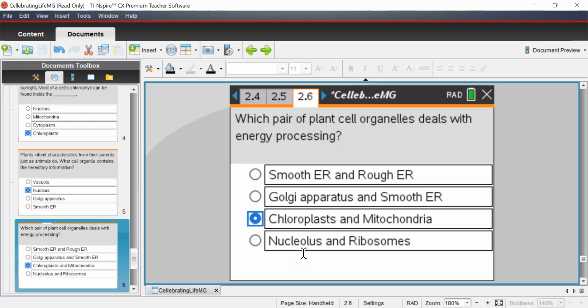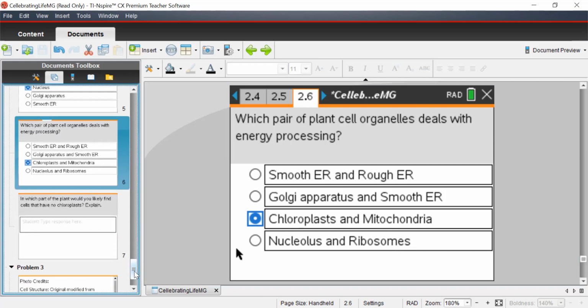We'll just double check. It's always a good idea just to rule out everything. Nucleolus and ribosomes. Remember, the ribosomes come from the nucleolus. So ribosomes are made in the nucleolus and then sent out of the nucleus. So nothing to do with energy, everything to do with protein. So energy is chloroplasts and mitochondria.